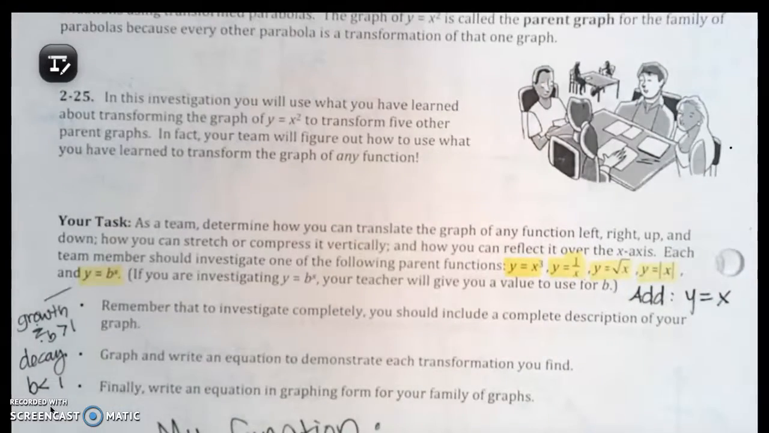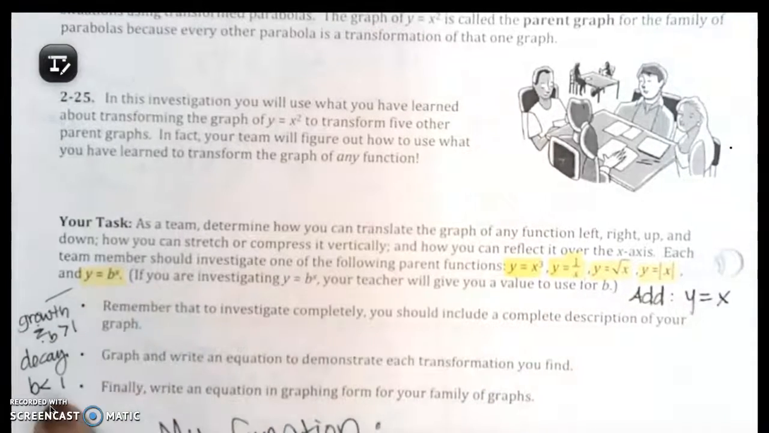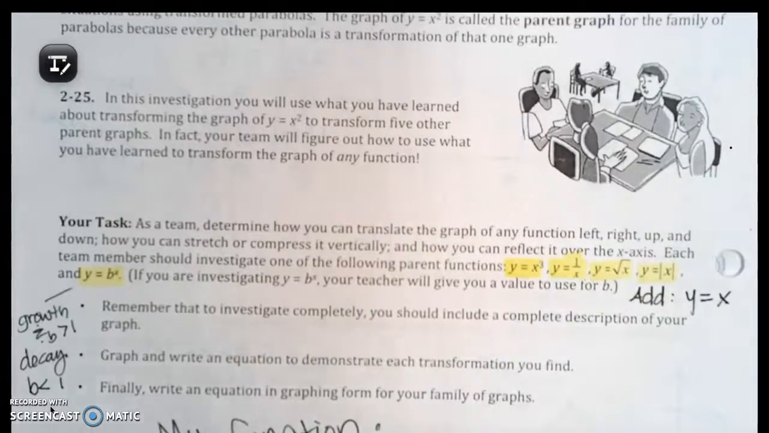Remember that to investigate completely, you should include a complete description of your graph and write an equation to demonstrate each transformation you find, and finally, write an equation in graphing form for your family of graphs. Okay, so for this, we used to make a poster, but instead, we're going to turn to the back of your packet, and we're actually going to fill in a section for each of the graphs. There's 1, 2, 3, 4, 5, 6, 7, plus the quadratic, so there's a total of 8.